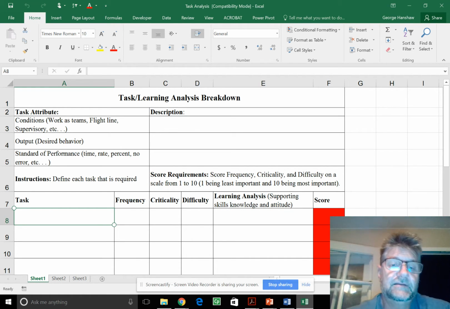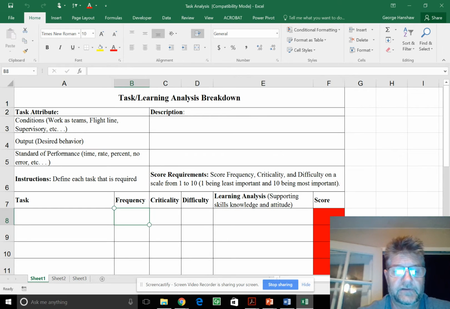And then you rate on frequency, criticality, and difficulty. So when people ask you, how do you know what to train on? Well, you have a task, and then you rate it on frequency, criticality, and difficulty, and we have directions right here on a scale of 1 to 10, 1 being least important, 10 being most important. So how often do you do it? Well, if you do something daily, frequency would probably be pretty high. We'll give it a 10.